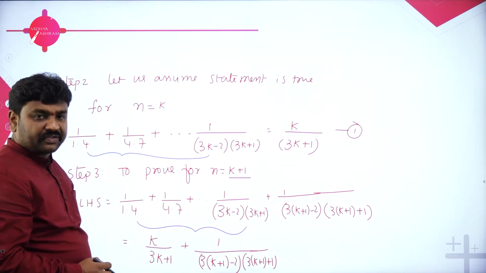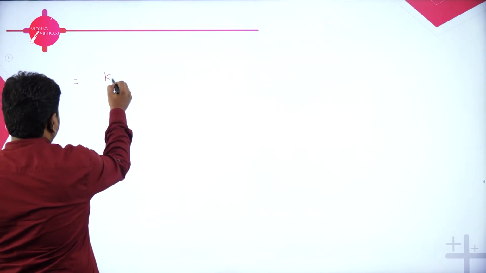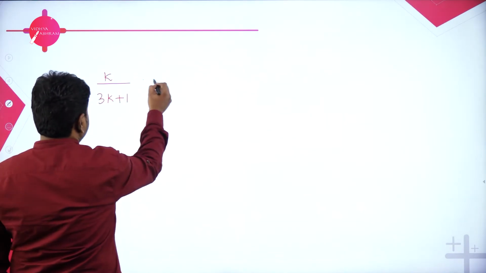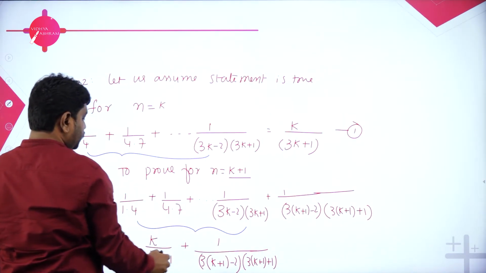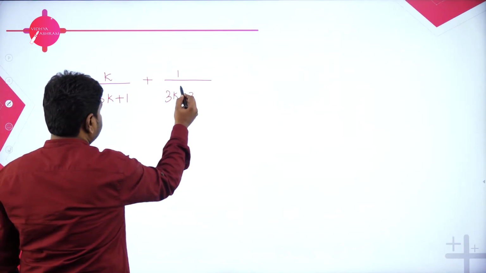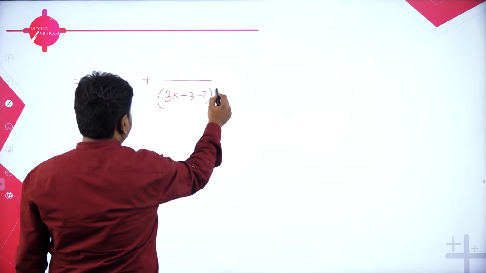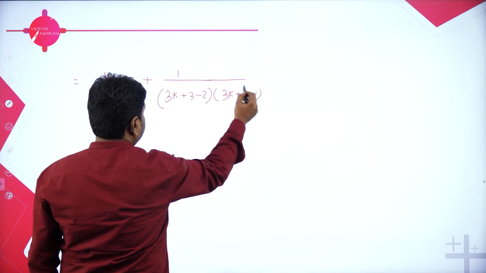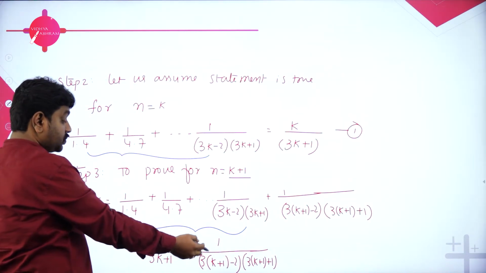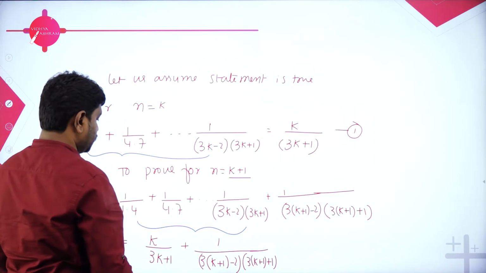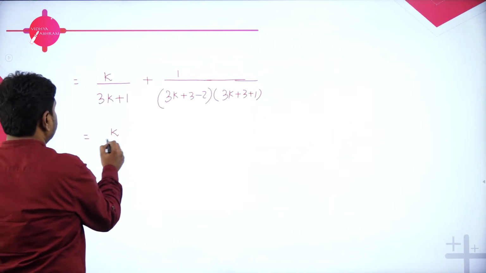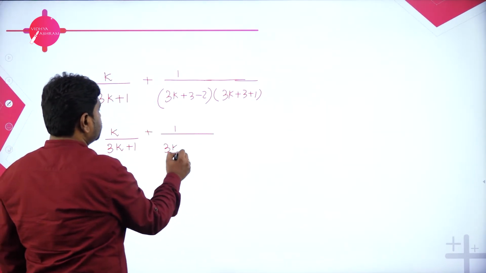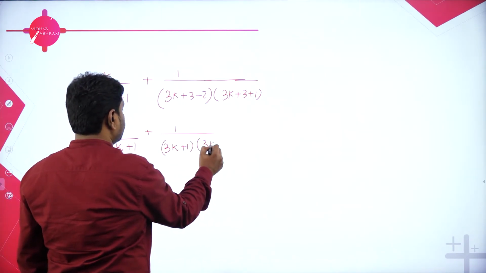So now first we'll simplify this. So we'll have k divided by 3k plus 1 then plus 1 divided by 3 into k is 3k, 3k plus 3 minus 2 into 3k plus 3 plus 1. So I'm multiplying 3k plus 3 minus 2, 3k plus 3 plus 1. So further it will be k divided by 3k plus 1 plus 1 divided by, you can say 3k plus 1 into 3k plus 4.